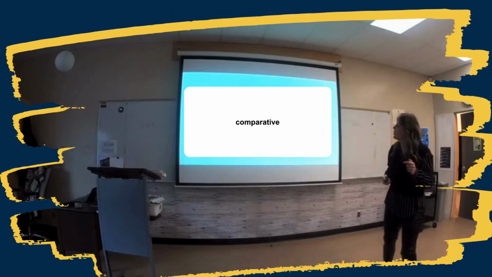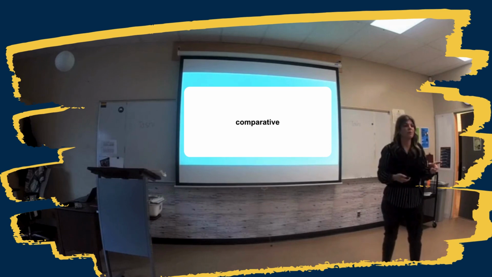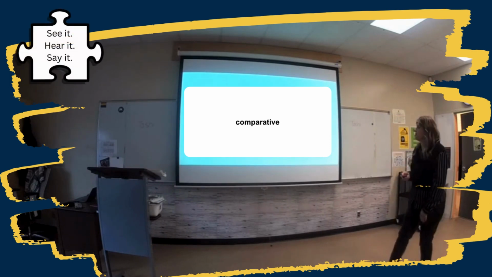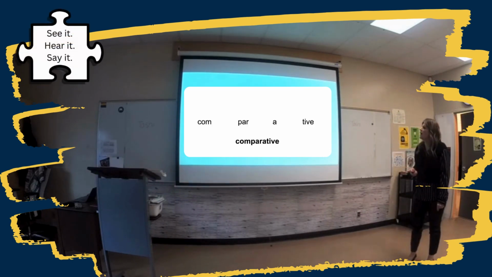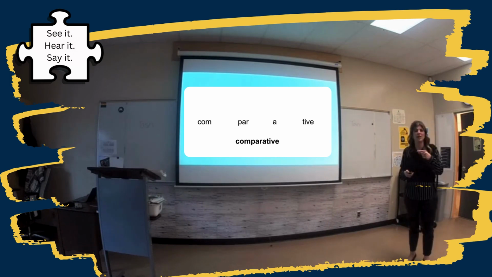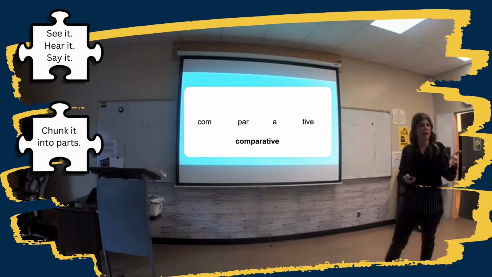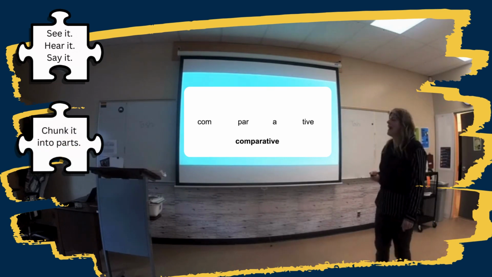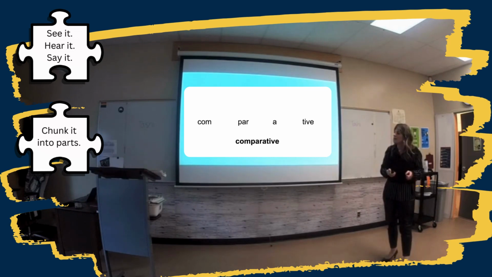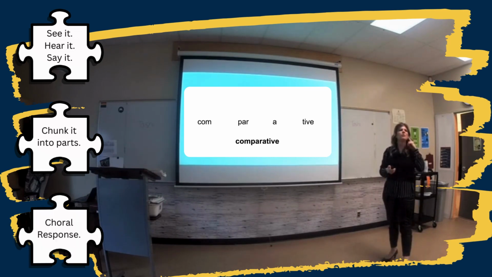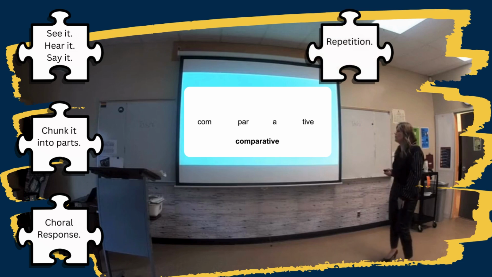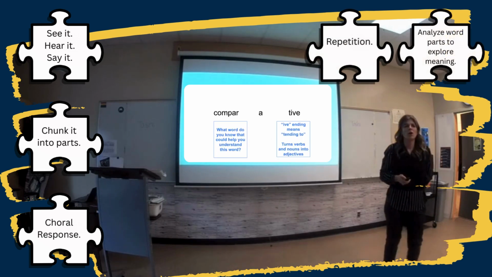Okay, the next word is comparative. What's the word? Comparative. Awesome. So we're going to take a look at it. We're going to do the syllables again. So I'll say it and you say it. Pair. Tive. What's this word again? Comparative. One more time all together. Comparative. Beautiful.